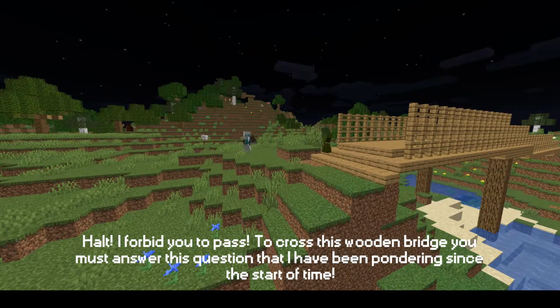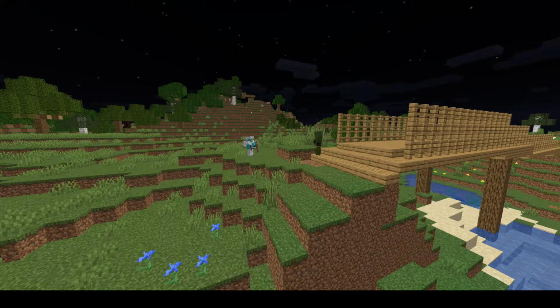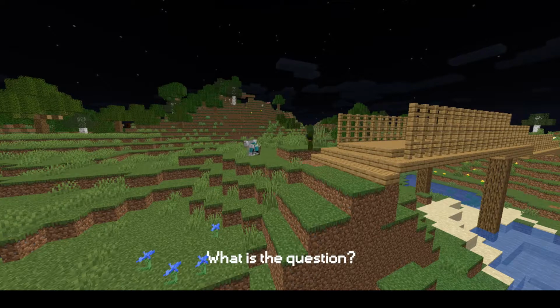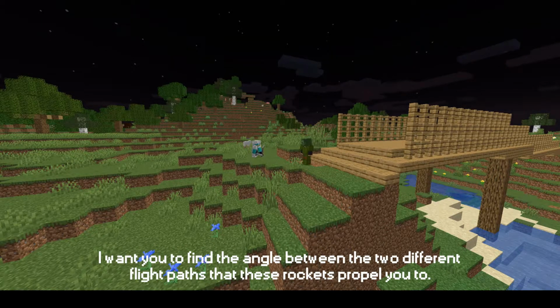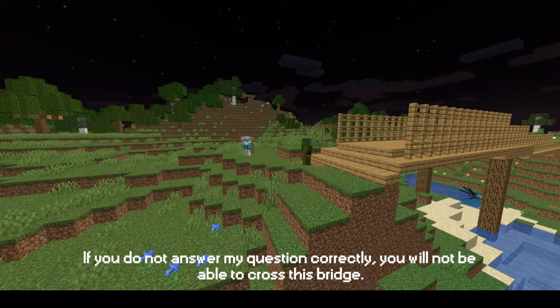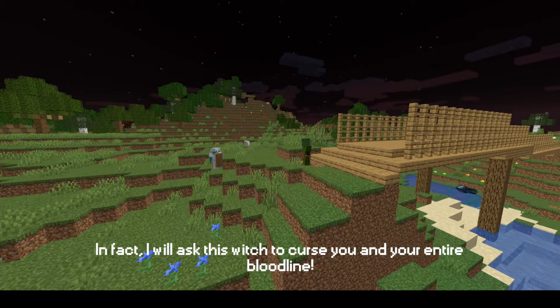Halt! I forbid you to pass. To cross this wooden bridge, you must answer this question that I have been pondering since the start of time. What is the question? I have this pair of wings and these two rockets. One of these rockets propels you much further than the other, and I want you to find the angle between the two different flight paths that these rockets propel you to. If you do not answer my question correctly, you will not be able to cross the bridge. In fact, I will ask this witch to curse you and your entire bloodline.